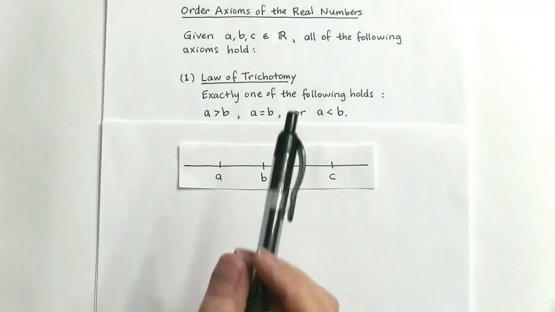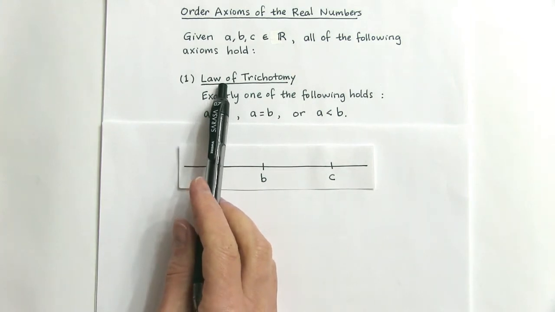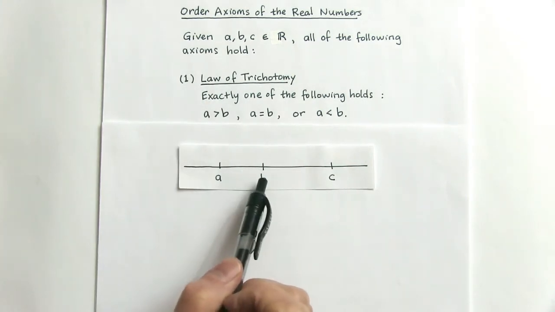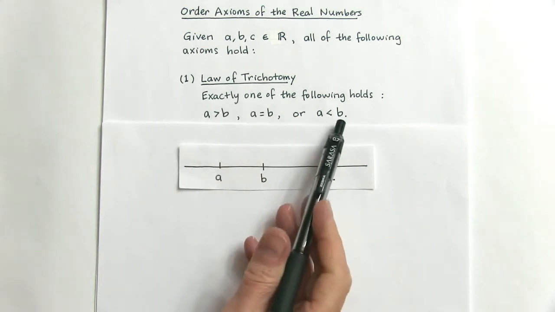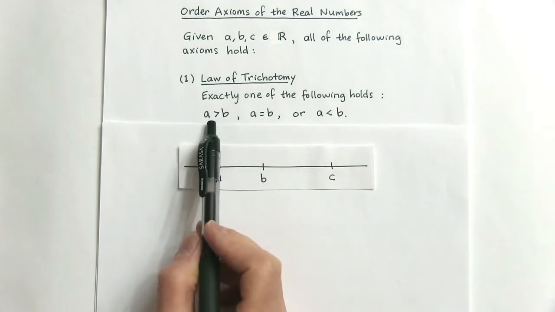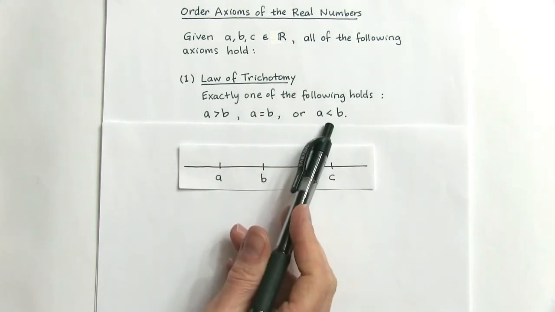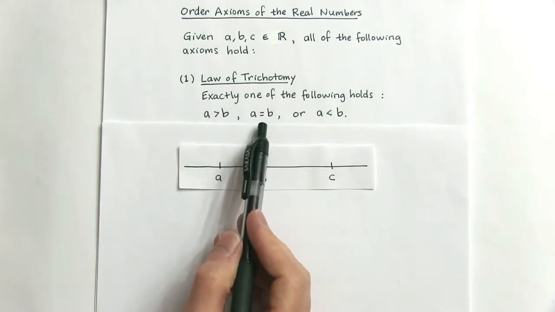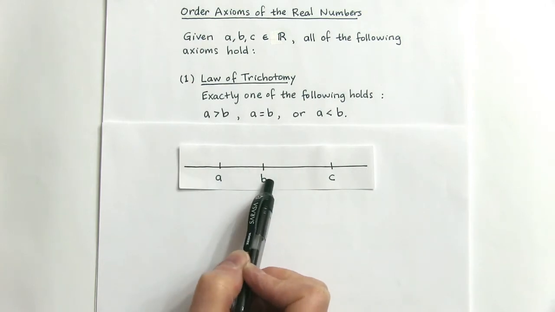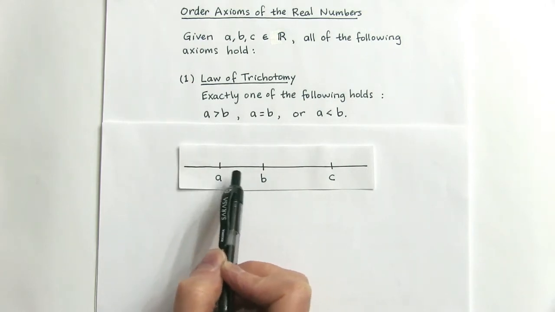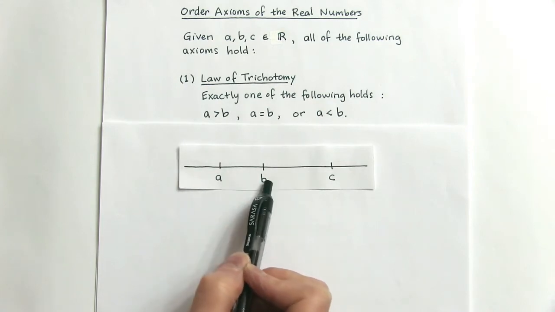The first axiom is called the law of trichotomy, because for any two numbers a and b, exactly one of the following 3 things can happen. Either a is greater than b, a is less than b, or else a is equal to b. The first axiom is just saying that any two numbers can be compared. It says that for any two different numbers on the real number line, one is to the left and the other is to the right.